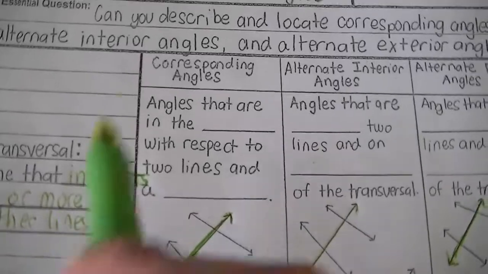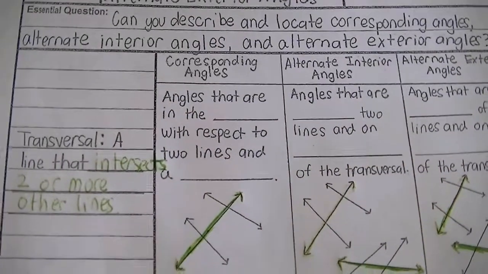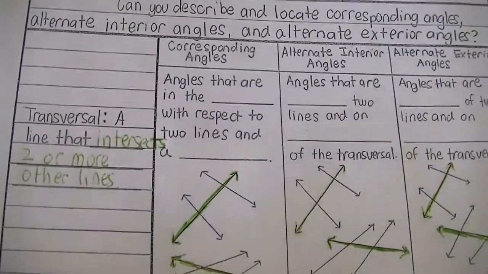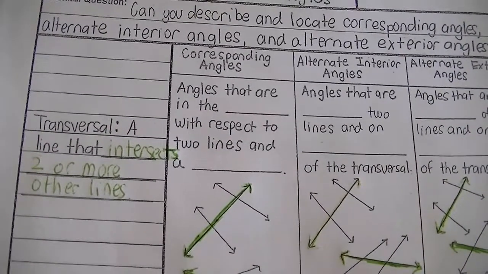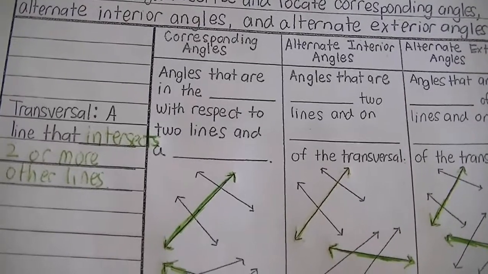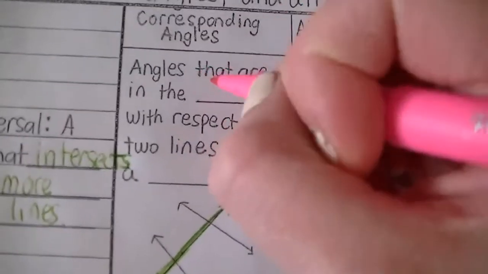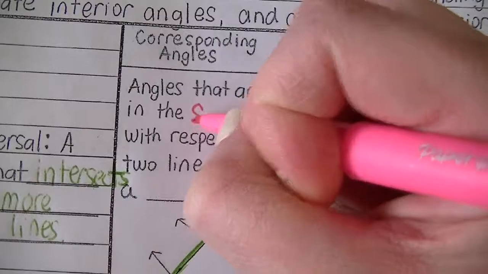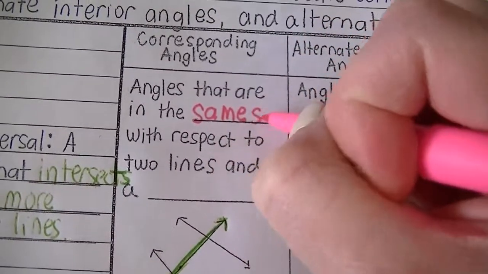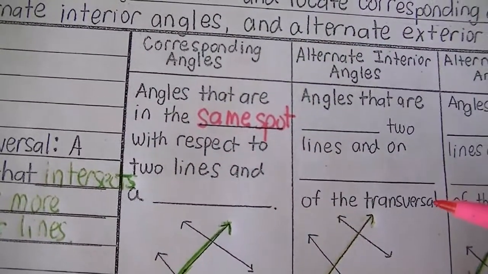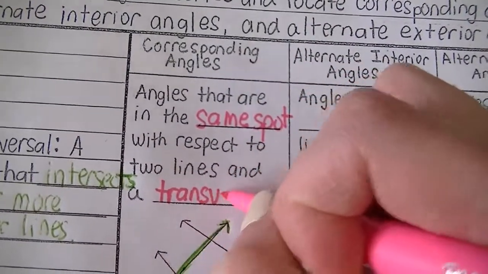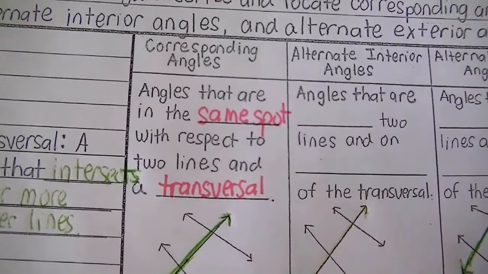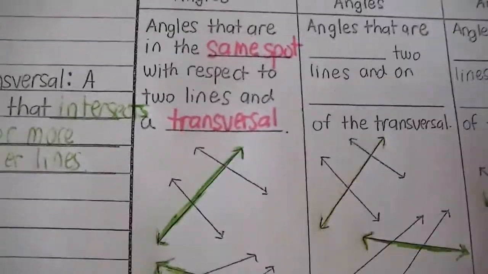The next thing I want us to do is talk about corresponding angles. And corresponding angles are angles that are in the same spot with respect to 2 lines and a transversal. So I'll explain that in just a moment. They're in the same spot with respect to 2 lines and a transversal. Okay, corresponding angles are in the same spot.